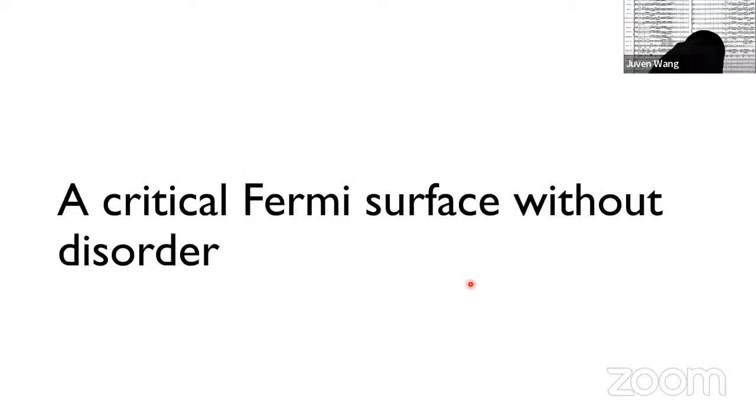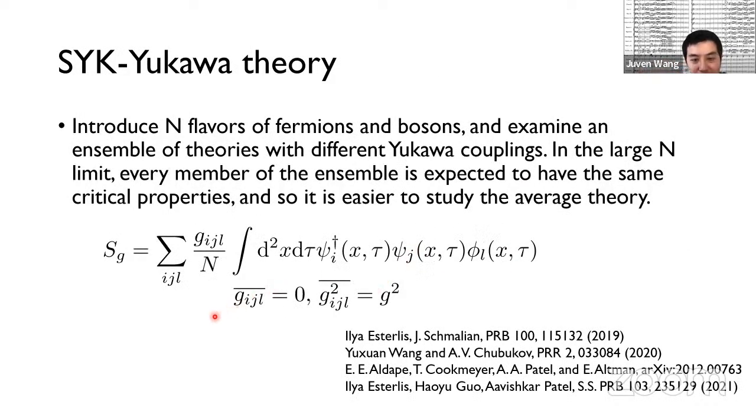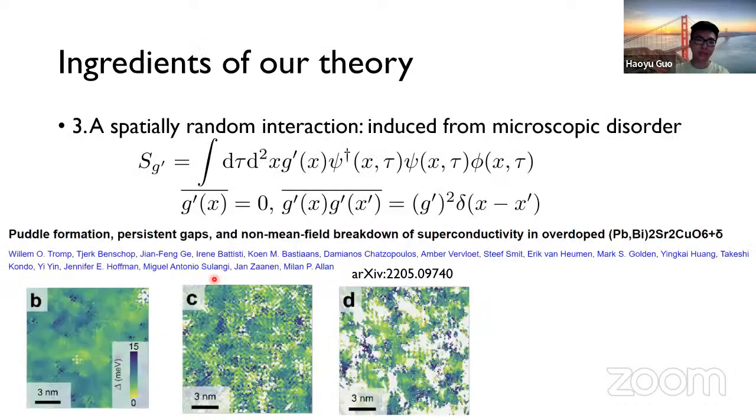Excuse me, I have a question. Earlier you said disorder within the flavor space, maybe one slide back. But I think a few slides earlier, you also have a disorder in the real space, right? So to get a strange metal, you would need some disordered interaction.